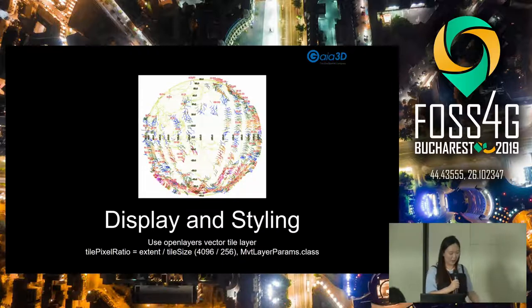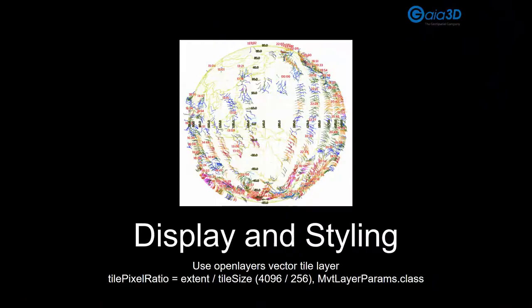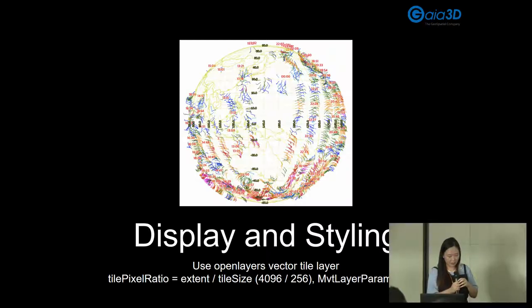I used OpenLayers VectorTile layer. Note that the tile pixel ratio value is the extent divided by tile size, which is set by default in MVT layer parameters and can be changed.